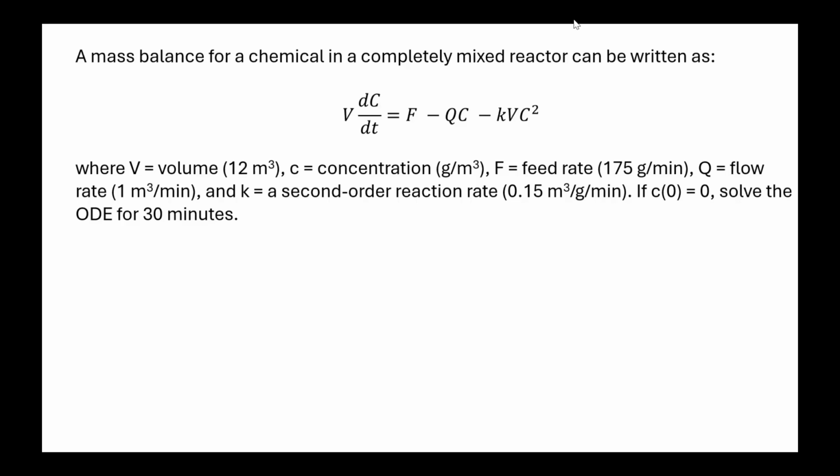In this video, we want to look at an example, a very simple example of one differential equation and how we can implement this in MATLAB. You have a mass balance for a chemical in a completely mixed reactor, and that can be written as V dC/dt equals F minus QC minus KVC squared. And we have all the required parameters given here.